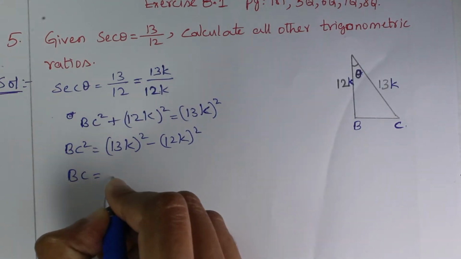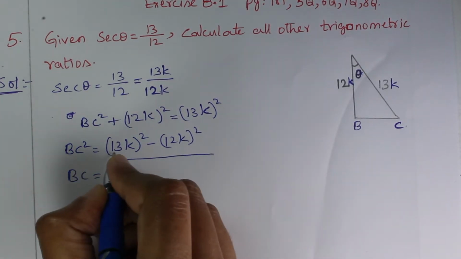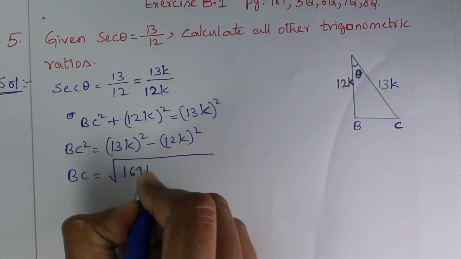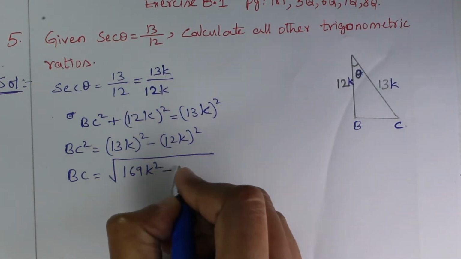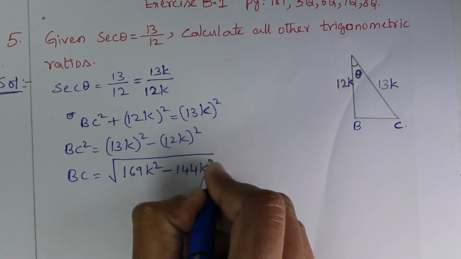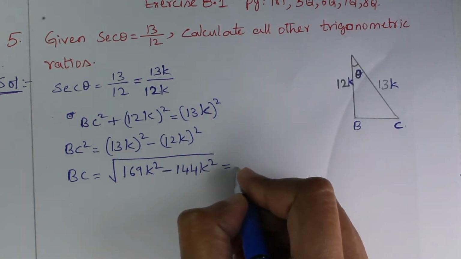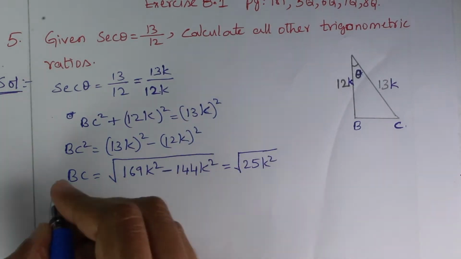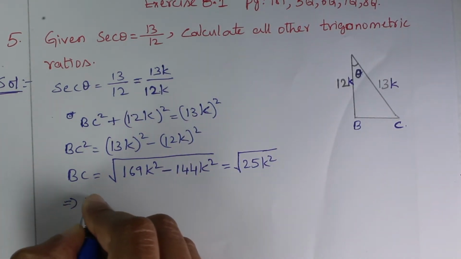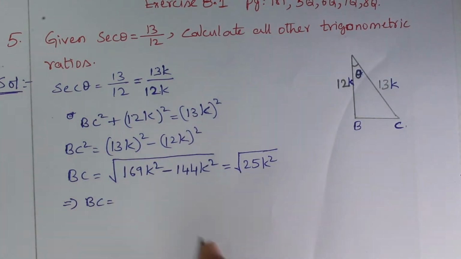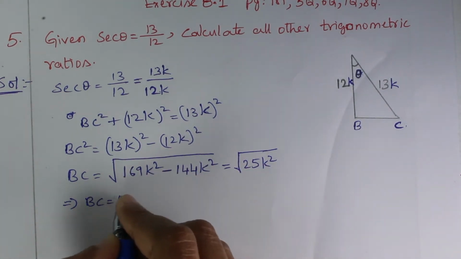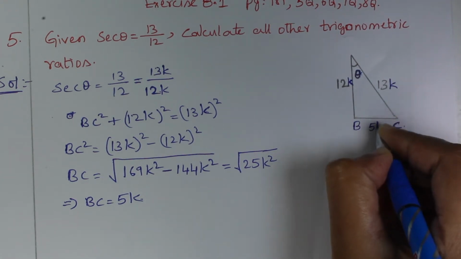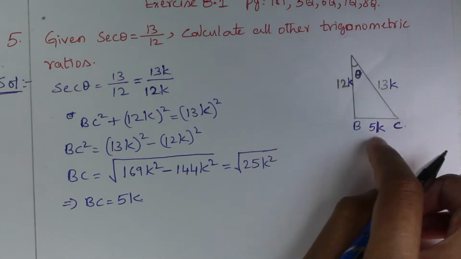BC is equal to square root of, what is 13k whole square? 13 square is 169k square minus 12 square is 144k square. That is equal to square root of 25k square. So BC is equal to 5k. So the opposite side value to theta is 5k.